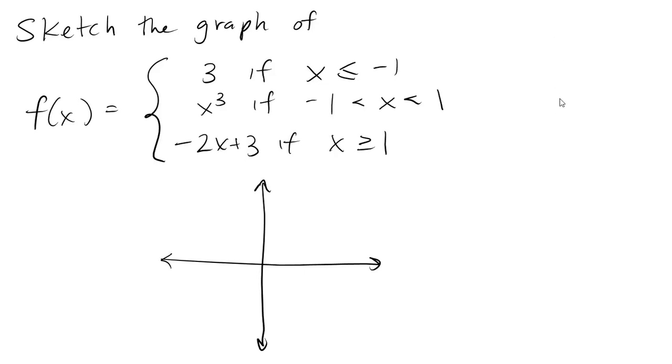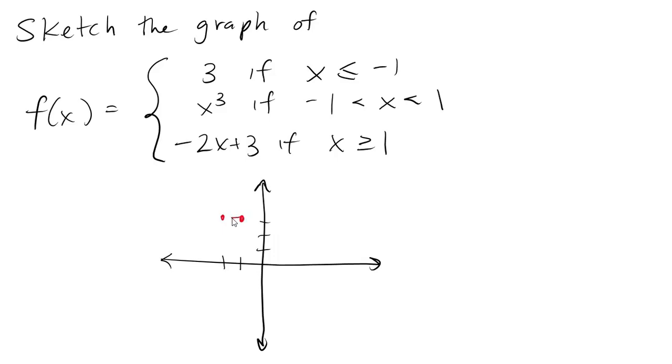We could make a table of values off to the side, but I think these pieces are easy enough to graph without doing that. Like, consider the first piece. If the input is less than or equal to negative 1, then the output is 3. So at negative 1, the output is 3. And at negative 2, the output is 3. And at negative 3, the output will be 3.